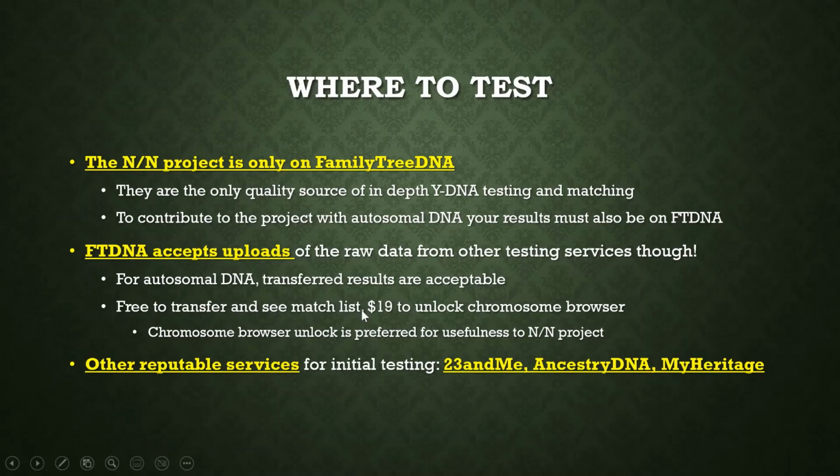It's free to transfer and see the match list, but it costs $19 on Family Tree DNA to unlock the chromosome browser. That's what we use to see the specific segments that match, and as we've seen before, that is very important for validating that a specific match is from a specific branch of your family. So if you're trying to be useful to the Nesbitt-Nisbet project and you're transferring from elsewhere, you would need to pay that $19 to unlock the chromosome browser, because otherwise it's not as useful to us. So you can either choose to test directly with Family Tree DNA or test from an alternate site and transfer your results to Family Tree DNA.